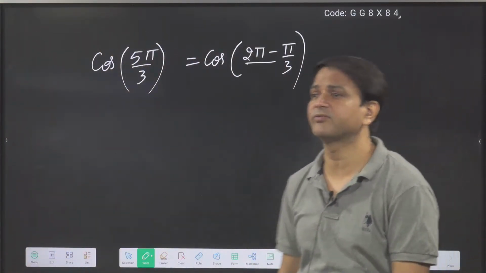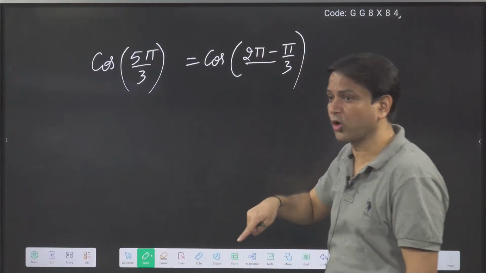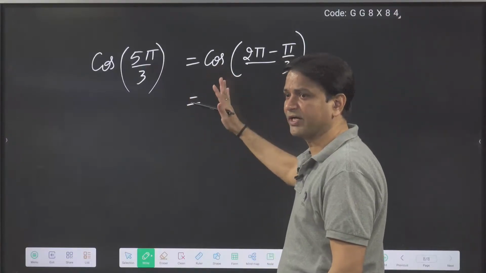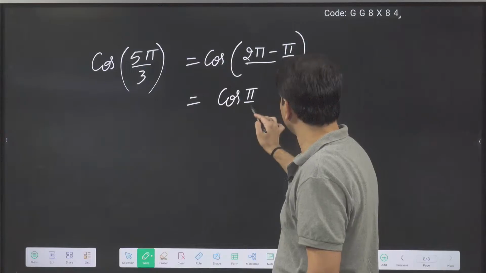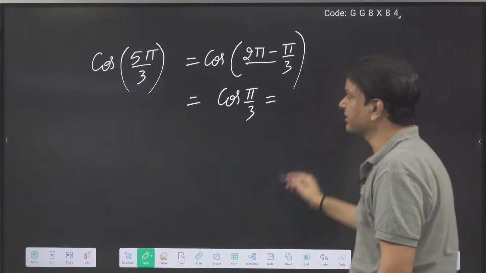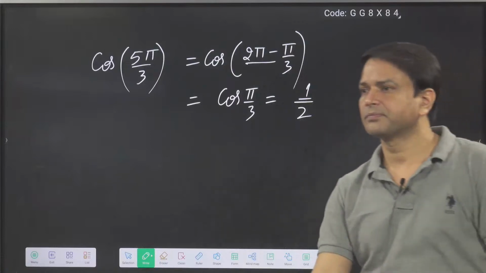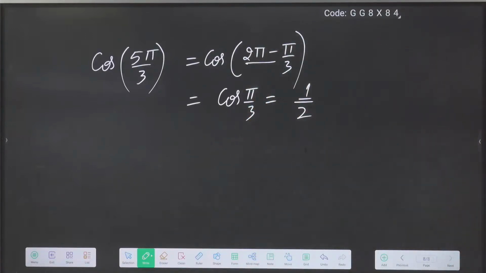Now, 2 pi minus means which quadrant? 2 pi is 360, and 360 minus means the fourth quadrant. In the fourth quadrant cos is positive. Okay, now sine we decided, its role is over. Now directly write cos of pi by 3. And pi by 3 is 60 degrees, and cos 60 degrees is what? 1 by 2. That is the answer. Completed.